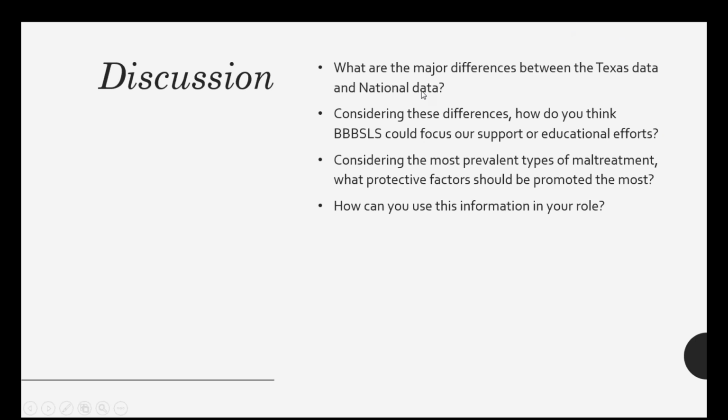So thinking about all of this, and thinking about the fact that we have a high number of neglect cases in our state and a high number of Hispanic victims in our state, what do you guys think as far as how we could focus our support and educational efforts through the agency? Do you guys have any ideas on that? Once again, you can type in the chat box if you want to instead of using the microphone.